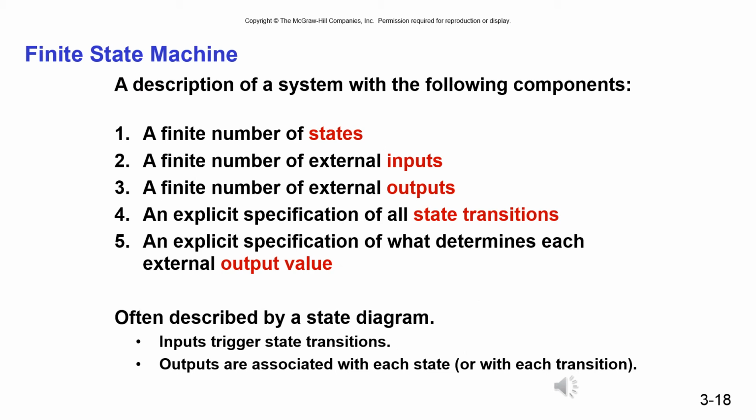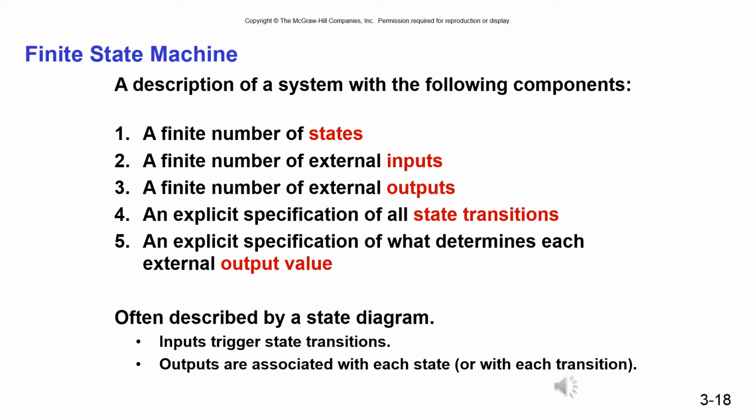That brings us to the concept of a finite state machine. Let's cut to the chase. A computer is a finite state machine, albeit with many, many, many states, they are finite. So a computer or a finite state machine has a finite number of states, and it moves from one state to the next. A finite number of external inputs, a finite number of external outputs. Explicit specification of all state transitions.